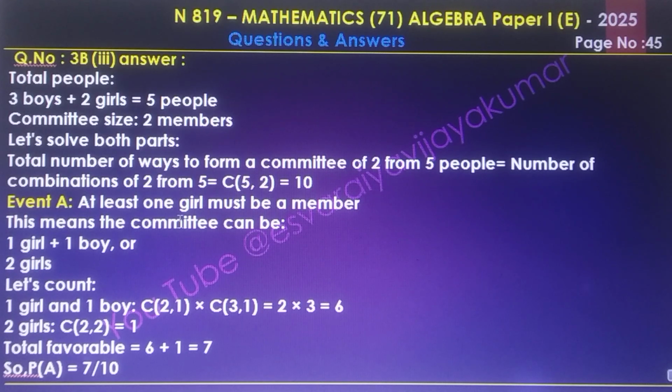Event A: at least one girl must be a member. This means the committee can be 1 girl plus 1 boy, or 2 girls. Let us count 1 girl plus 1 boy equal to C(2,1) into C(3,1). We are getting 2 threes are 6. 2 girls equal to C(2,2), which is 1. The total favorable is 6 plus 1 equal to 7. So P(A) equal to 7 upon 10.